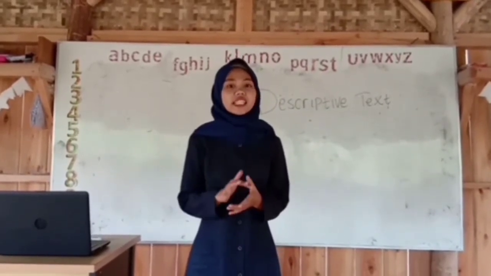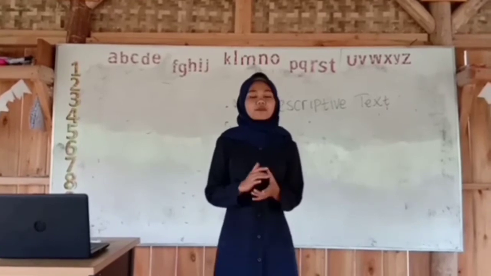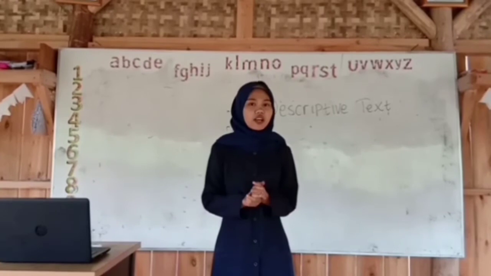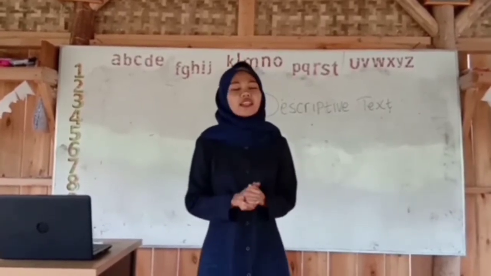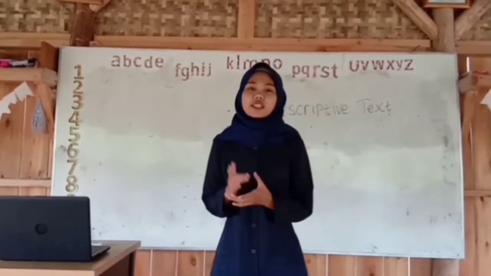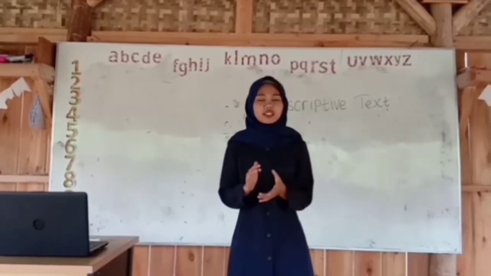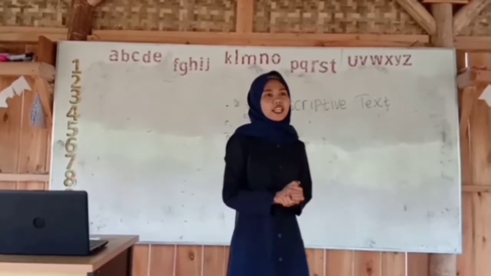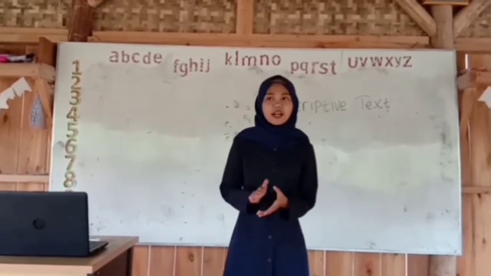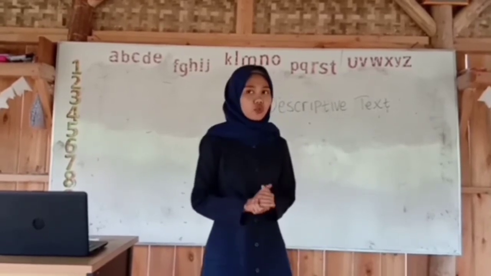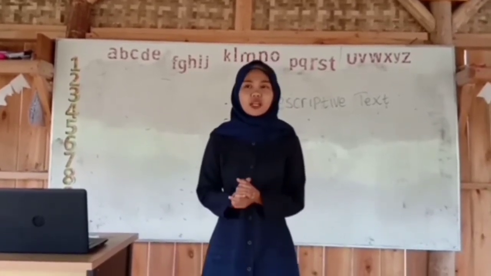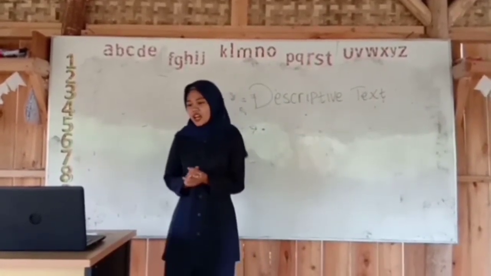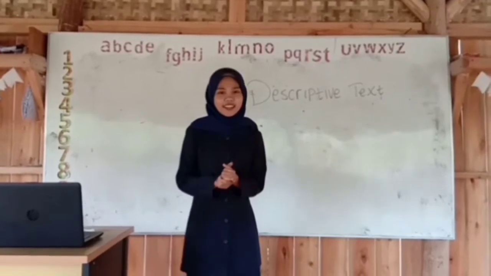So, descriptive text di sini berisi tentang deskripsi yang menggambarkan bagaimana sebuah tempat ini, bagaimana ciri-ciri atau karakteristik dari seseorang ataupun hewan, dan bagaimana si objek ini. Misalkan ada contoh sebuah teks deskriptif yang berisi tentang Pangandaran Beach. Nah, ini tujuannya untuk mendeskripsikan bagaimana Pangandaran Beach itu, apa saja yang ada di Pangandaran Beach itu, dan bagaimana keadaannya. Lalu, apa saja yang ada di sana, dan lain sebagainya.